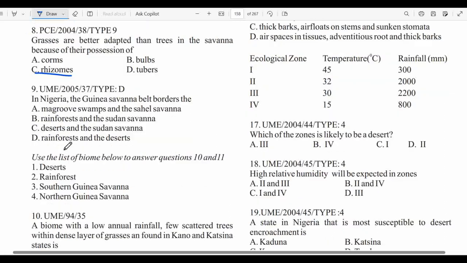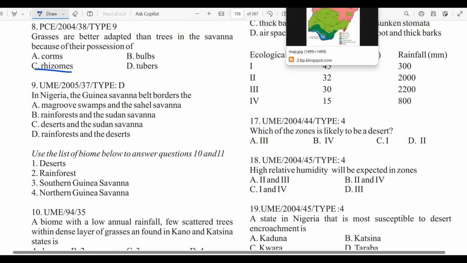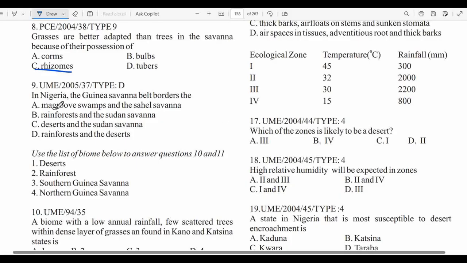Question number nine. In Nigeria, the Guinea savanna belt borders the mangrove swamp and the Sahel, rainforest and Sudan savanna, desert and Sudan savanna, rainforest and desert. Of course, Guinea savanna is between the rainforest and the Sudan savanna. Look at this again. Guinea savanna is between the rainforest here and the Sudan savanna here. Go back to the question, which option is between the rainforest and the Sudan savanna? Option B.